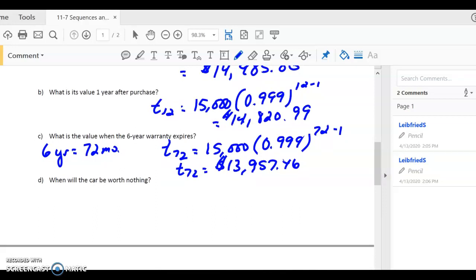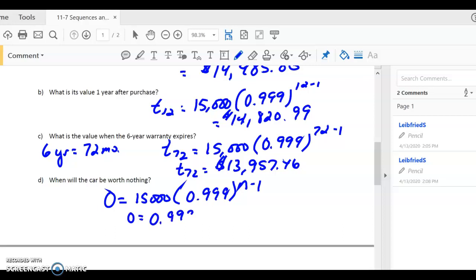So when will the car be worth nothing? 0 is equal to 15,000 times 0.999 to the n minus 1. When is that going to be? If you were solving that, you divide by 15,000 and get 0 equals 0.999 to the n minus 1. Think about the powers of 0.999. 0.999 to any power is never going to yield 0 for an answer. So this has no solution. The answer is the car is never going to be worth nothing. It's always going to be worth at least some little value.